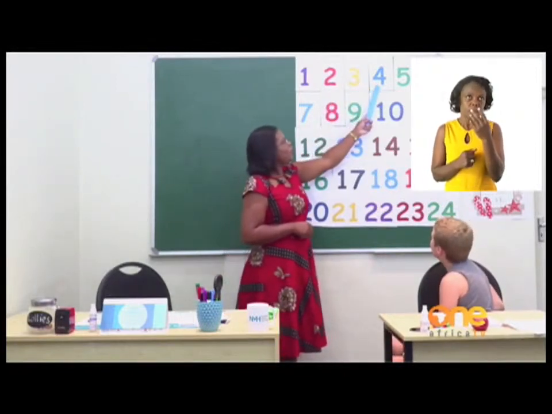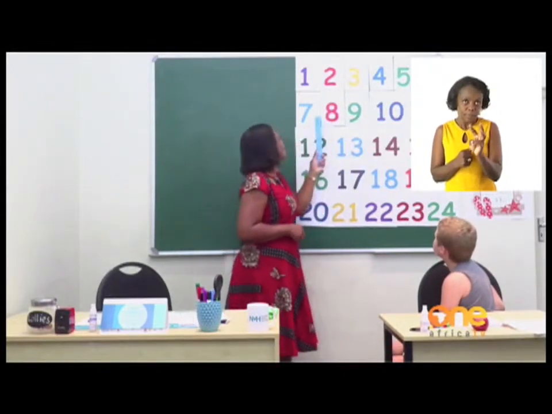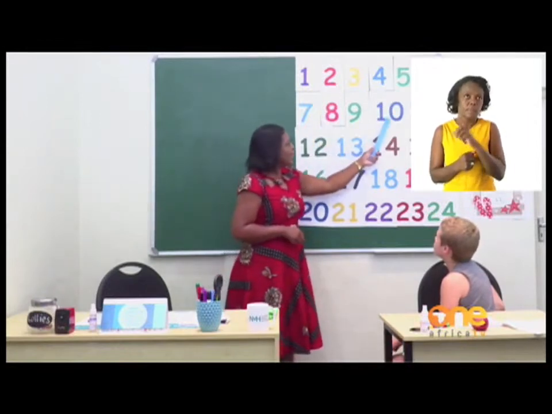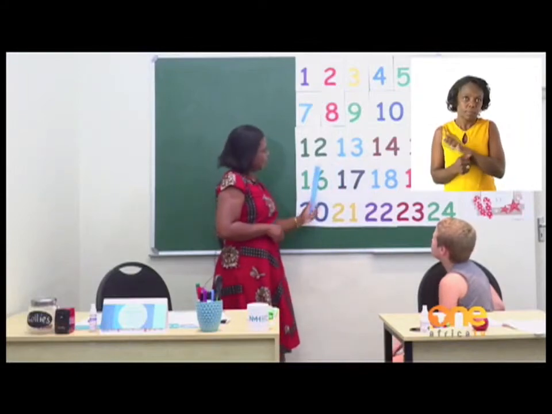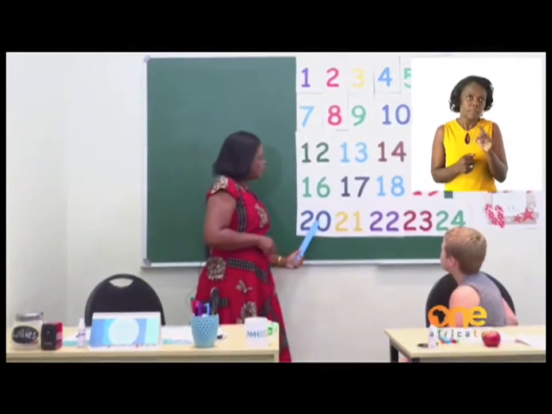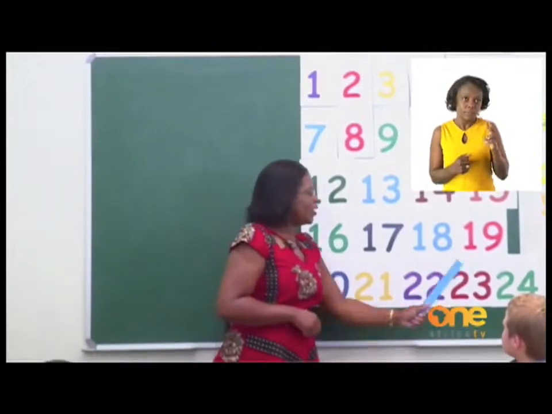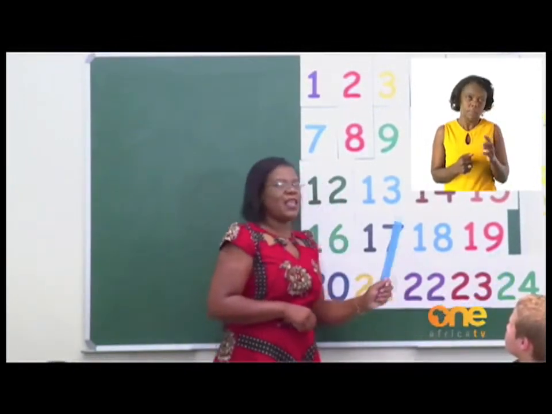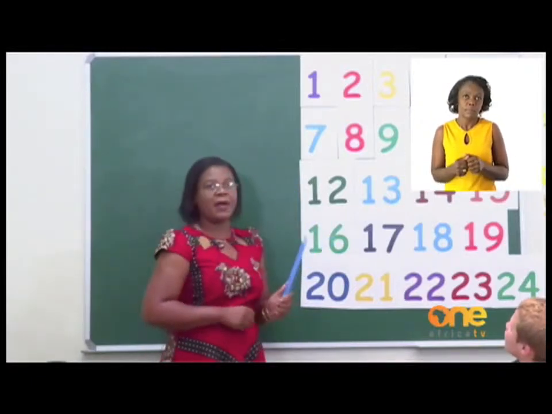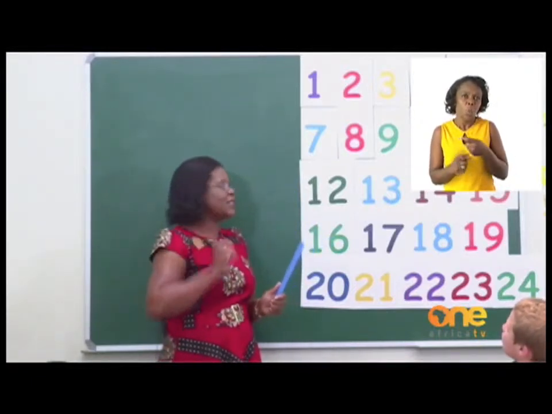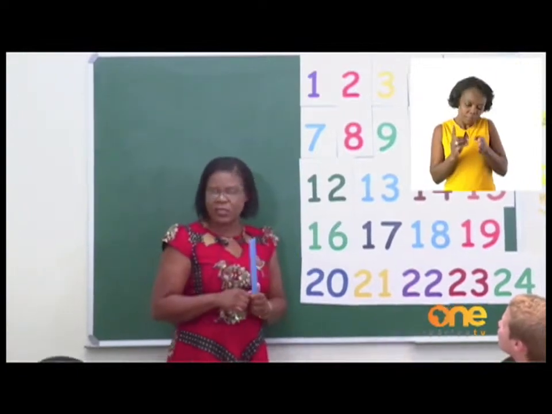2, 4, 6, 8, 10, 12, 14, 16, 18, 20, 22, 24. Thank you. There, you got it. You have to always keep one number in between, and the next one is the one that you have to count when you are counting in two.